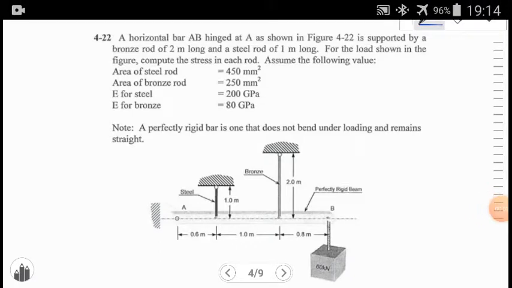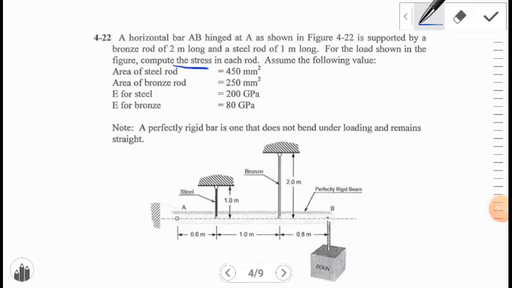Question 422. In this question, we need to find the stress in each rod. We have a steel rod here and a bronze rod here. For finding the stress in each rod, we can write sigma is equal to P divided by A. A is the cross-sectional area of the steel rod and the bronze rod, which we have based on the question data. It is necessary to find P, the internal force inside the steel and the internal force in the bronze.